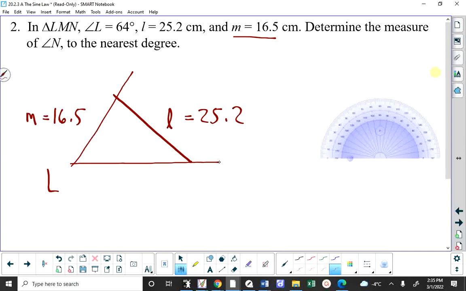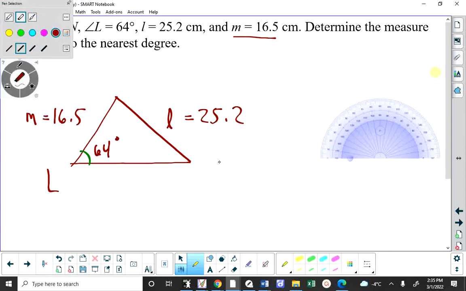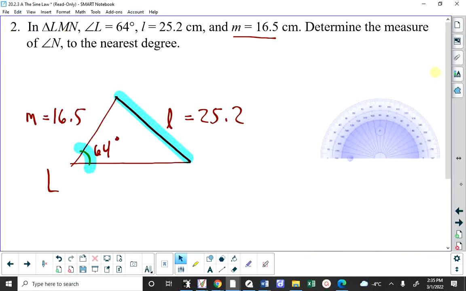Let's put in the other information that we know. We can clean up this diagram now. This is 64 degrees. Oh, well, there you go. There's our pair, right? We know a side and the angle that go together. Determine the measure of angle N. Wait a minute. If this is M, then this is capital M. What we are asked to do is find this.